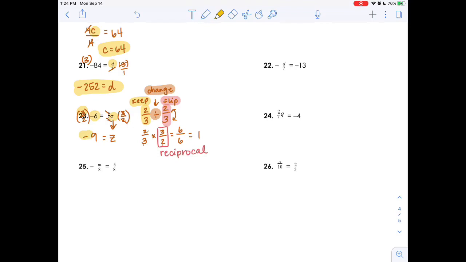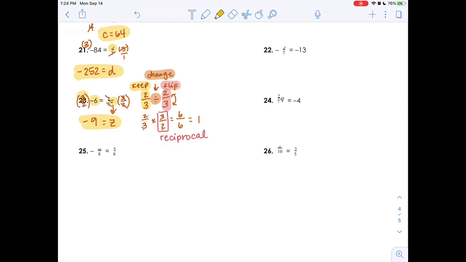So my answer here is -9. If that process was a little tricky, you may want to rewind the video and watch it again before you try number 24. You'll be using the exact same process on number 24.